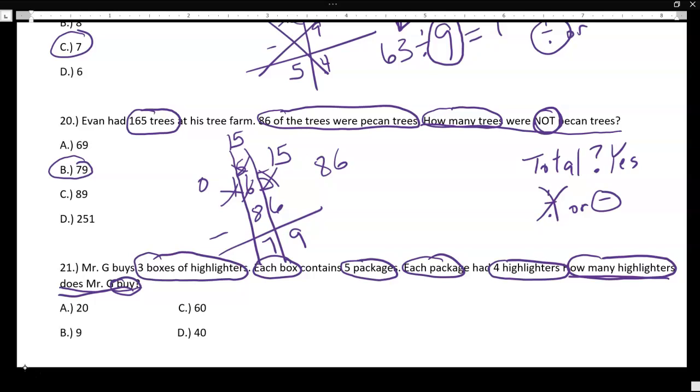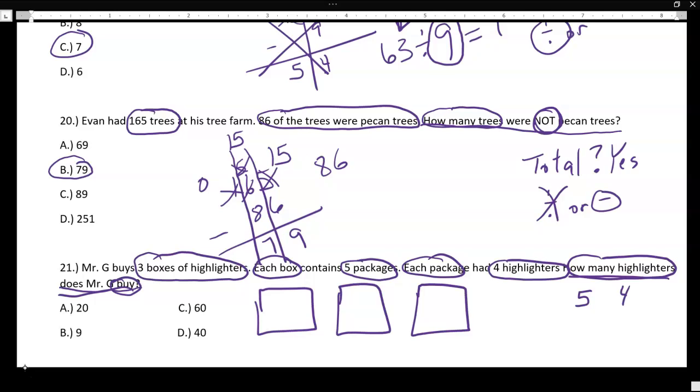Okay. Now, let's think about this. How many boxes do we have? There's 3 boxes. But do we know how much is in each box? No, we don't know that yet. All we know is that there are 5 packages in each box. Each package has 4 highlighters. So 5 times 4.